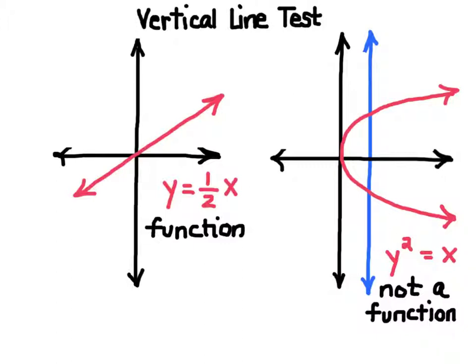So these both give us examples of how to use the vertical line test to validate if a relationship is a function or not a function.